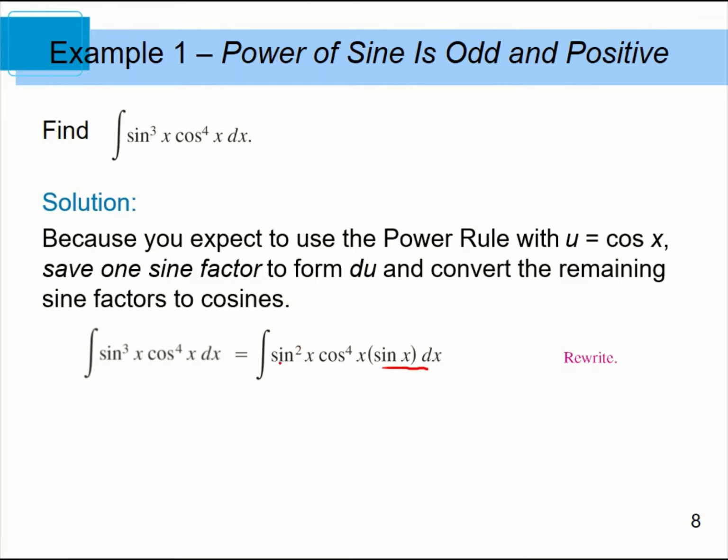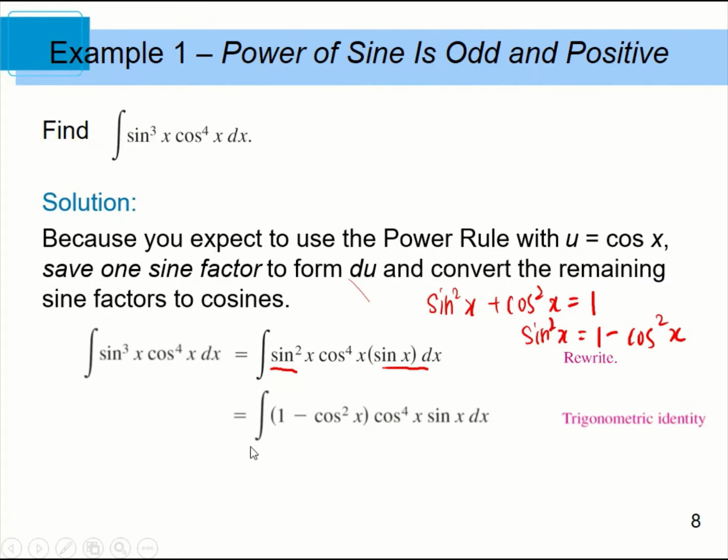After that, we change this sine square x using the identity: sine square x plus cos square x equals 1. So from here, we can change sine square x to 1 minus cos square x. Replace the sine square x here with 1 minus cos square x. Then we can expand this. We have 1 times cos to the power of 4 x, minus cos square x multiplied by cos to the power of 4 x, which gives cos to the power of 6 x.